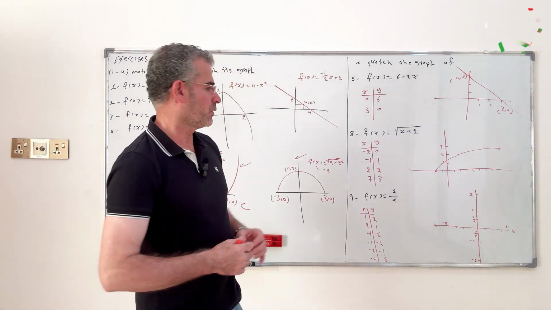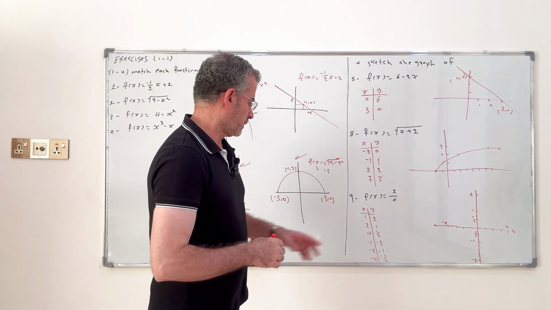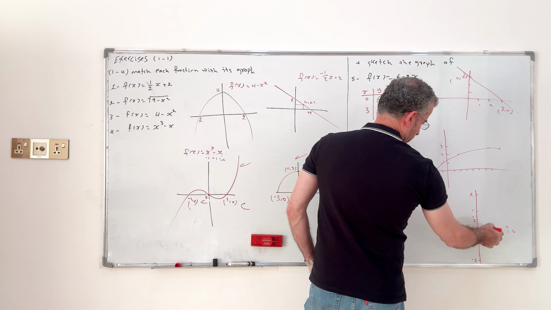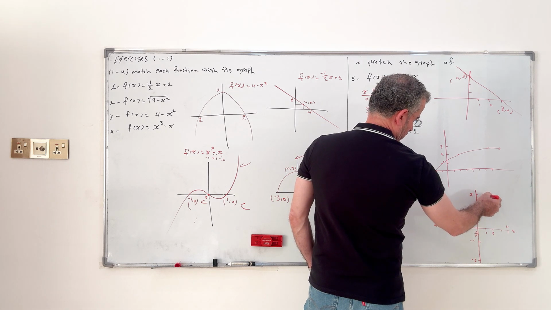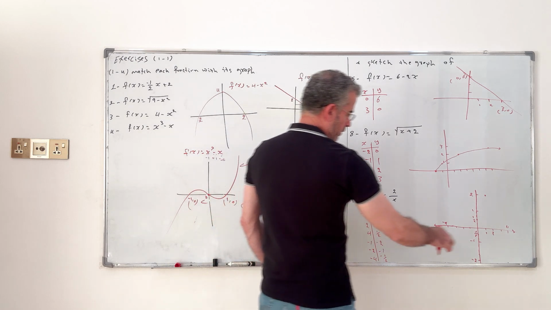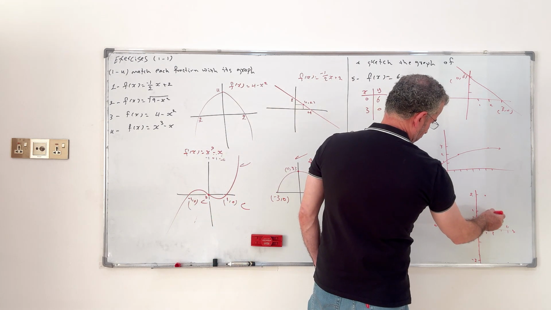Now I set the points on the xy plane. 1, 2, when x equals 1, y is 2. 2, 1, when x equals 2, y is 1.